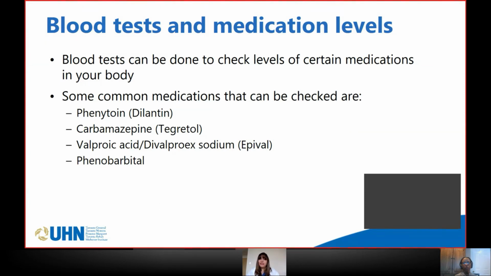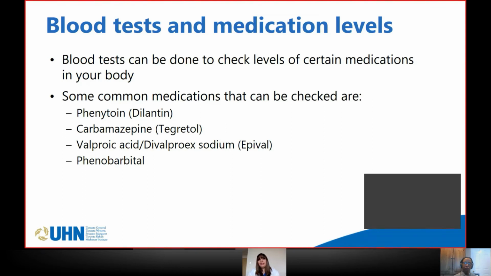Levels are more commonly done in these medications because they have a narrow target range that we usually aim for, meaning that there's a fine line between having too little and too much of the medication in your system. They also tend to have more unpredictable levels in the body. And there's also been a lot of research done on these medications to determine what that target range ideally would be for a patient.